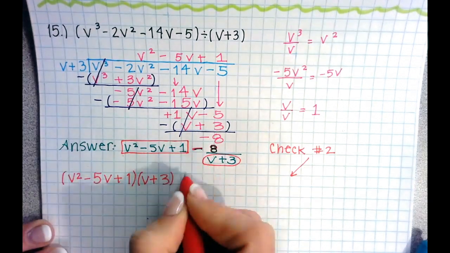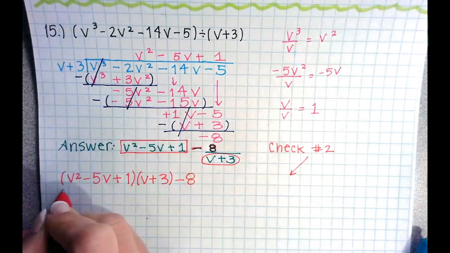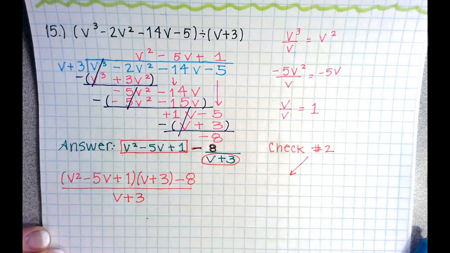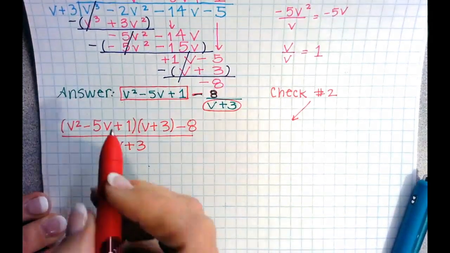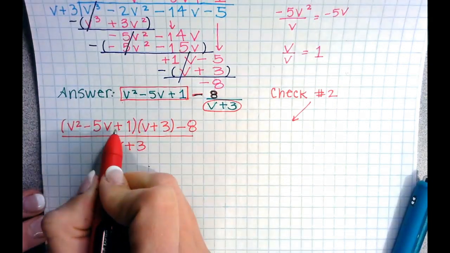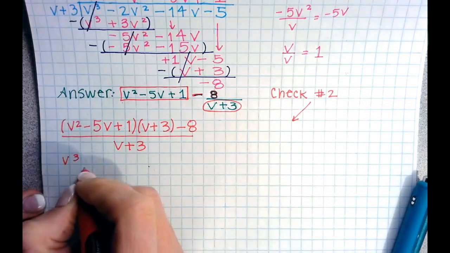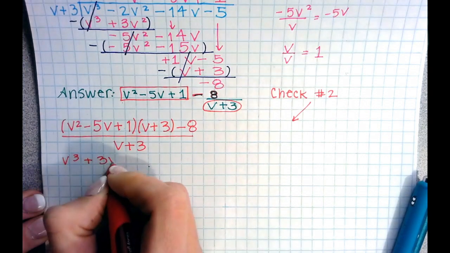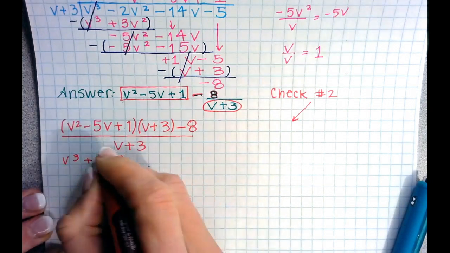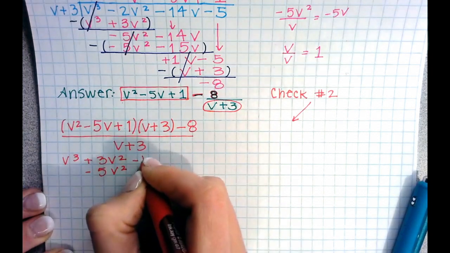Big times bottom plus top, or basically this right there. And that'll all be over v plus 3. All right. On the expansion over here, v squared times each of those things, then negative 5v, and then 1. v squared times each of these is v to the third plus 3v to the second. v squared is done. Negative 5v, so minus 5v squared. I'm going to go vertical a little bit. Minus 15v.